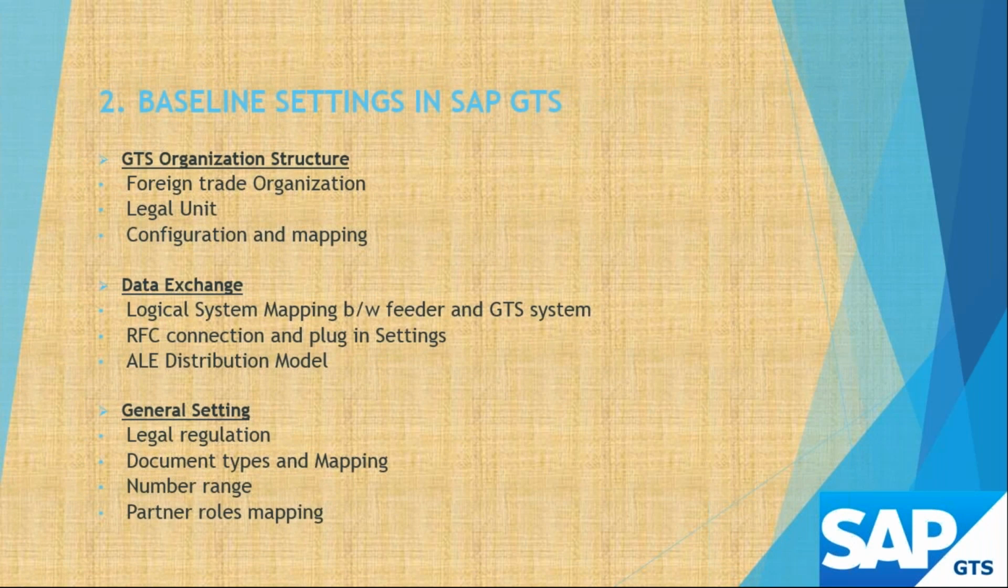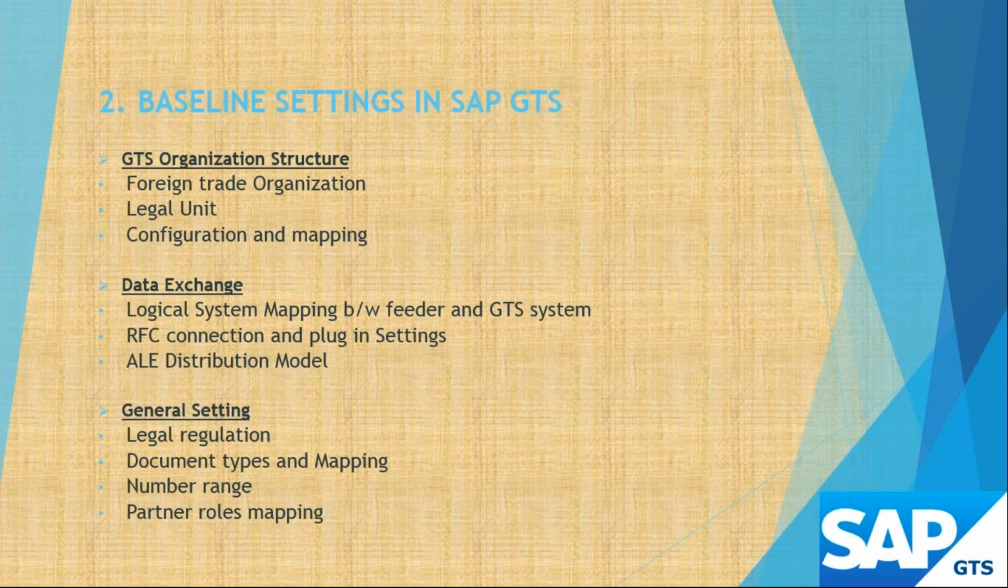So coming on to the next one. This is for the baseline settings, which I mentioned. Setting up GTS is an important thing, and we have to start, as in every module, with an organization structure. Similarly, we have an organization structure in GTS. For sales and distribution, materials management, finance, and FI, we all know they have to go through the setup of organization structures. In a similar way, we have to do this in GTS as well. These are the key topics that I will be covering in this agenda.